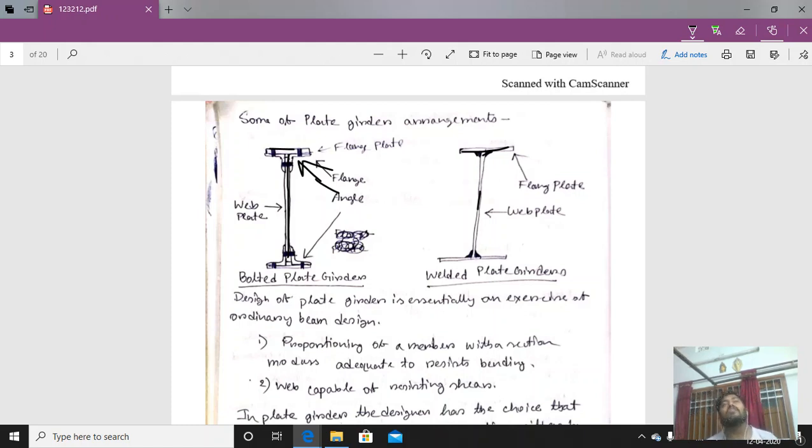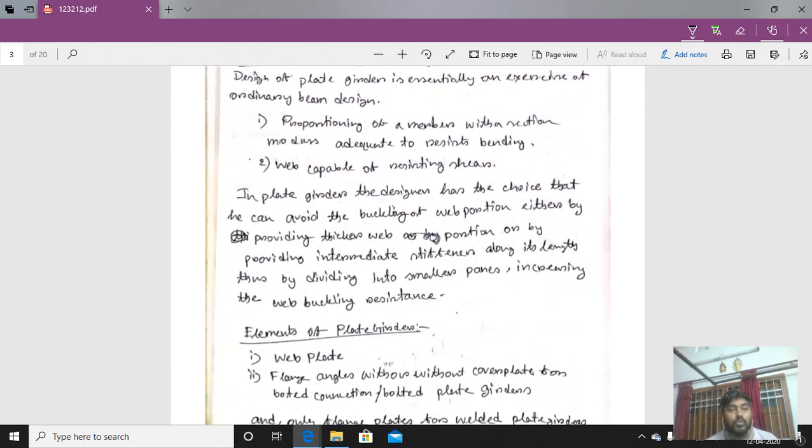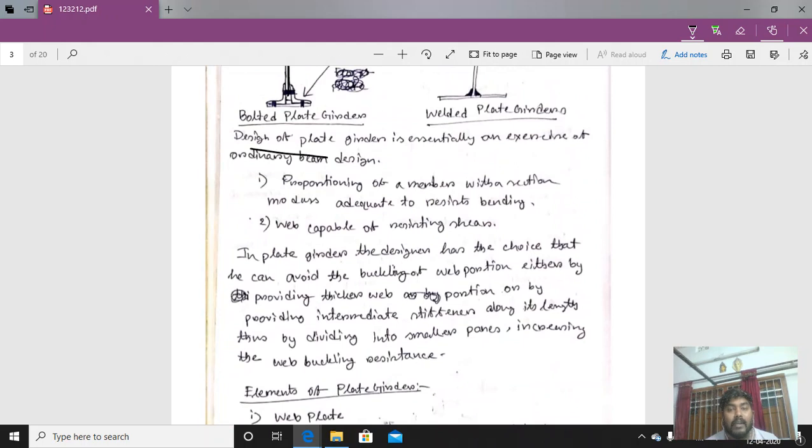So the flange angles are sometimes used, but bolted plate girders are not generally used. Okay, so these are some of the typical arrangements of plate girders that are used. Now, the design of a plate girder is essentially an exercise in ordinary beam design.